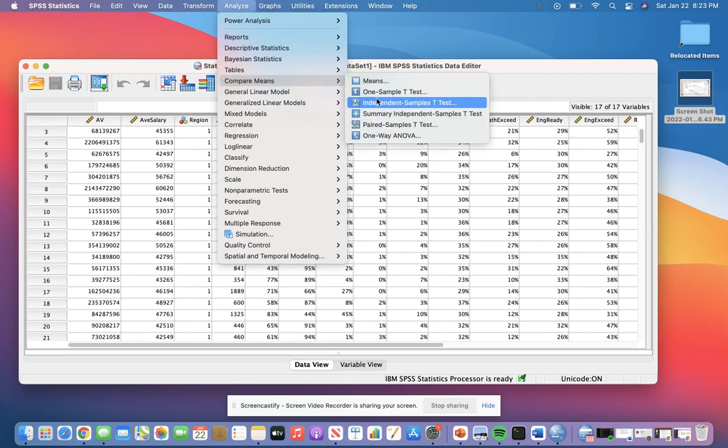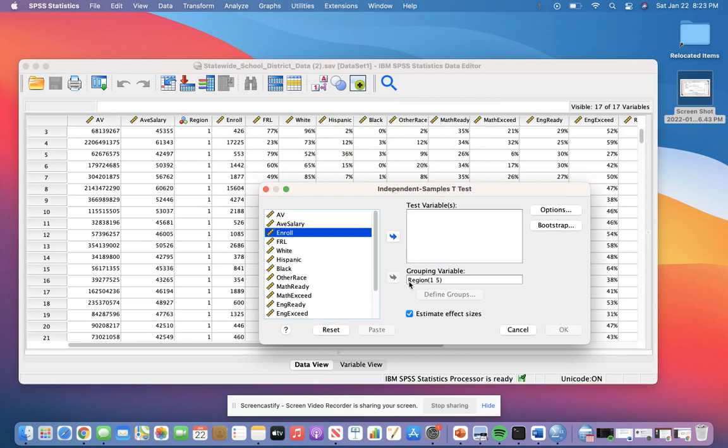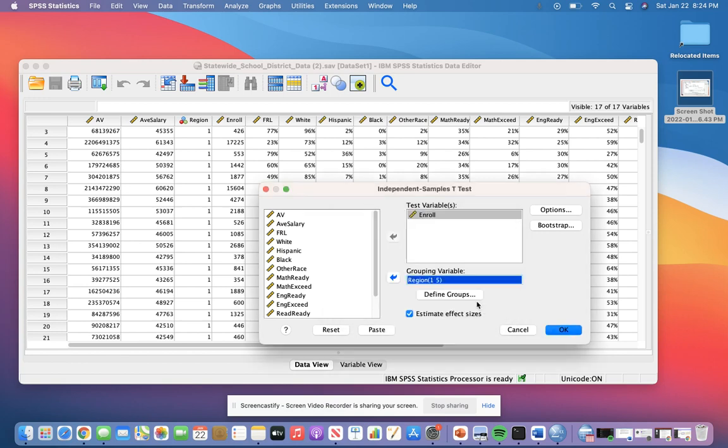Analyze, Compare Means, and then Independent Samples t-test. And I'm going to undo this, and then I'm going to redo it. We are going to put region as a grouping variable, and then we're going to put enroll as a test variable. And if you notice, for the region, it has question marks, so we need to define this. And we are looking at regions 1 and regions 5. And we're going to press continue.